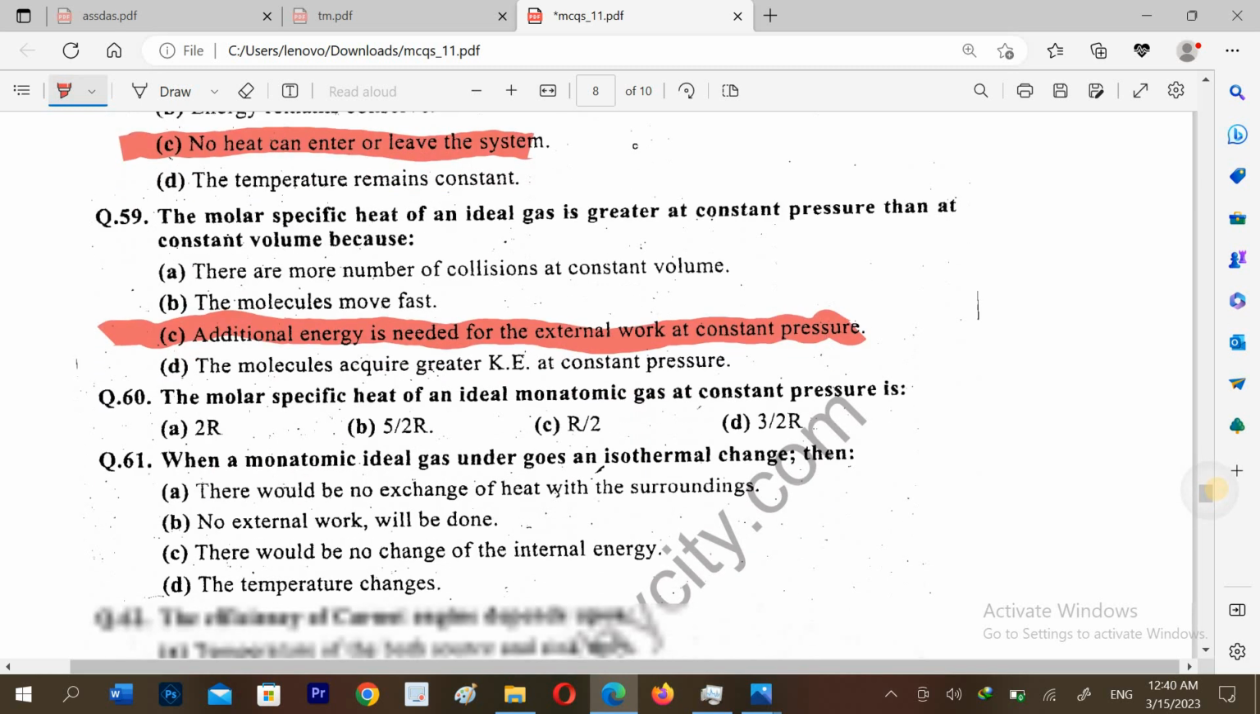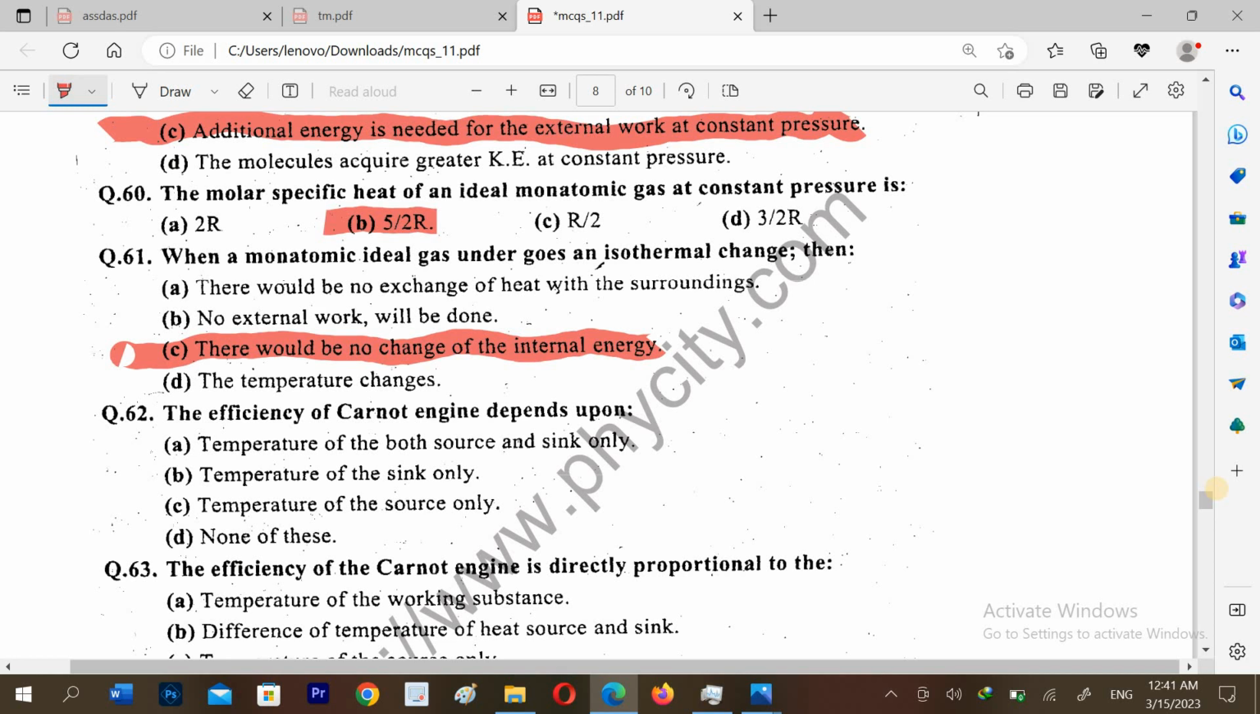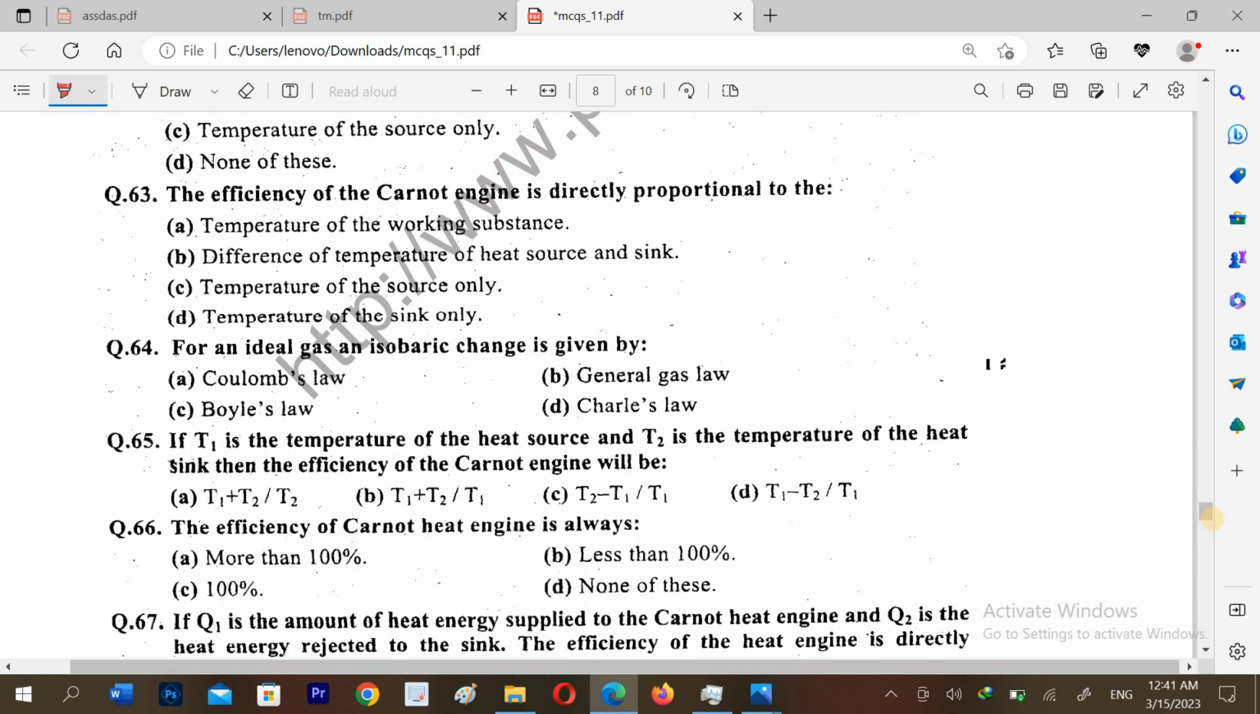The molar specific heat of an ideal monatomic gas at constant pressure is... B. When a monatomic ideal gas undergoes an isothermal change, then... C. The efficiency of Carnot engine depends upon... A. The efficiency of the Carnot engine is directly proportional to the... B.